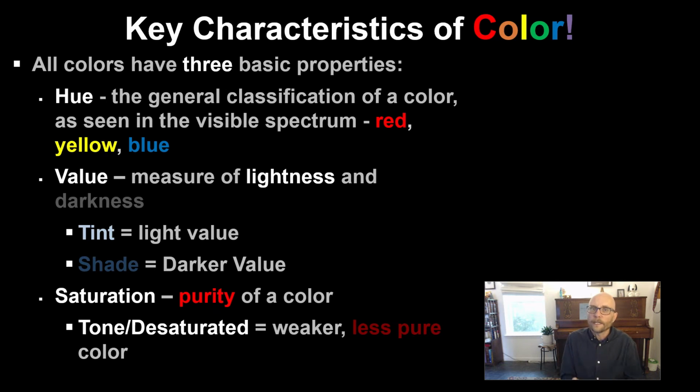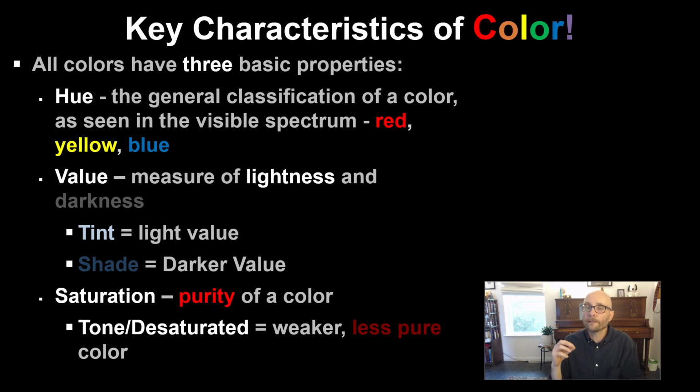There's hue. The general classification of a color is seen in the visible spectrum. So a hue is just the color. Red, yellow, blue. Those are hues. Green is a hue. Orange is a hue, right? Value is a measure of lightness and darkness. We've already talked about this. And so think of black and white and all the grays in between.